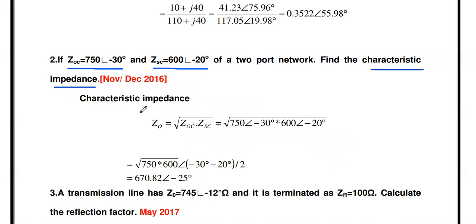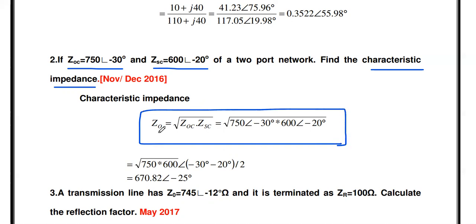You already know the relation between the characteristic impedance and the short circuited and open circuited impedances: Z0 equals square root of ZOC into ZSC. Simply substitute. ZOC and ZSC are already given in polar, so we can easily multiply: 750 with angle minus 30 degree and 600 with angle minus 20 degree, to the square root. Multiply the magnitudes 750 and 600 and take the square root as usual.